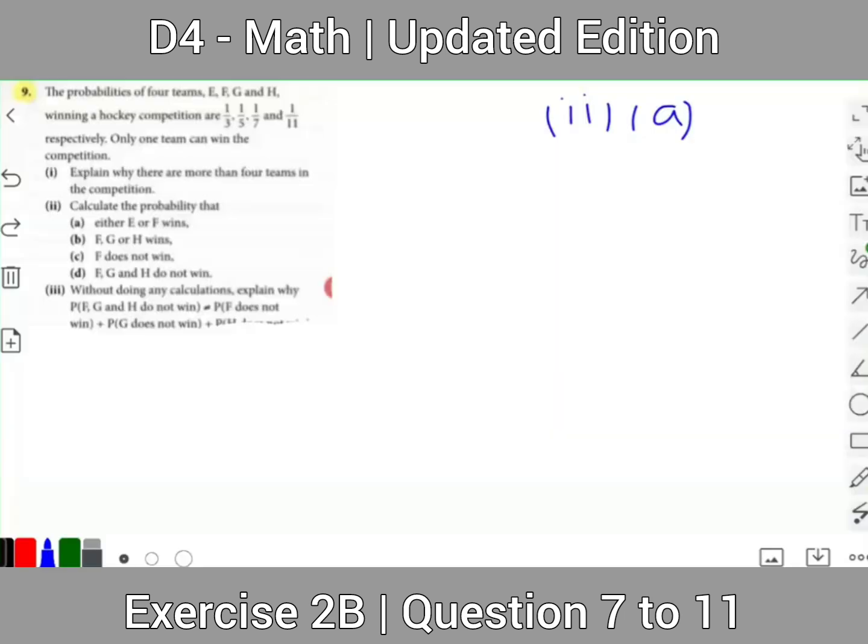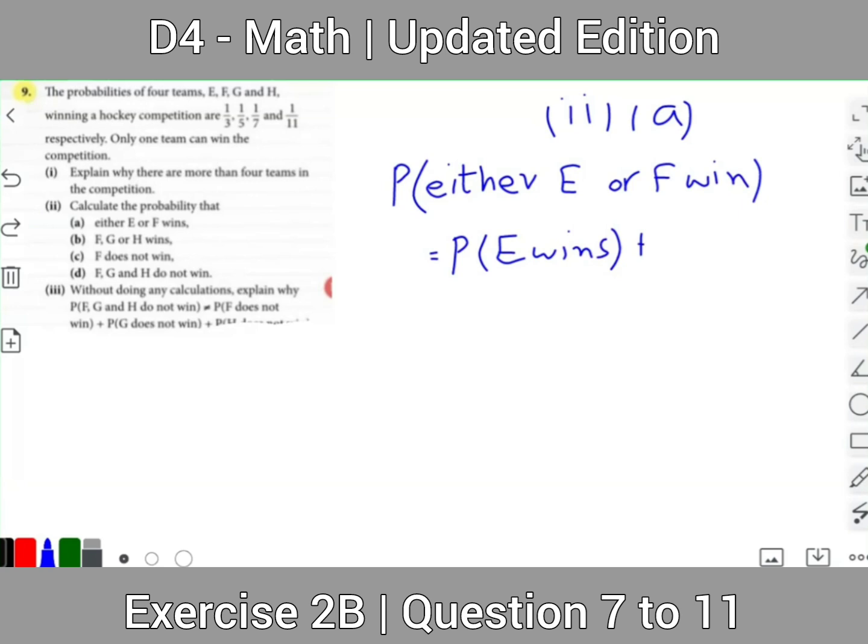Now in the part 2, we have to calculate the probability that either E or F wins. So the probability of either E or F win will be equals to the probability of E wins plus probability of F wins, just because these two events are mutually exclusive. So that's why we have applied the additive law of probability.